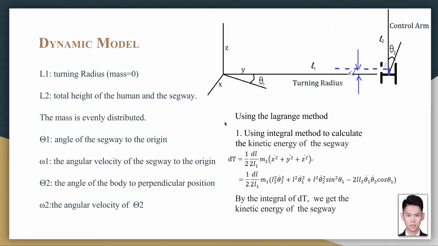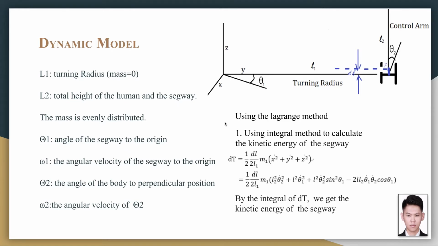Hello, I'm Zane. I'm going to talk about the dynamic model of the Segway. First, I want to introduce the meanings of the variables. L1 is the turning radius. L2 is the total height of the human and the Segway. Theta 1 is the angle of the Segway to the origin point. Omega 1 is the angular velocity of the Segway to the origin point. Theta 2 is the angle of the body to the perpendicular position. Omega 2 is the angular velocity of theta 2.